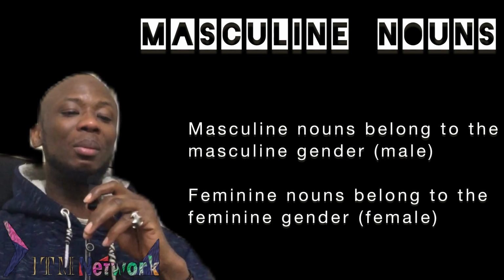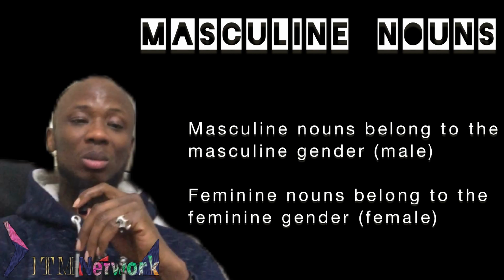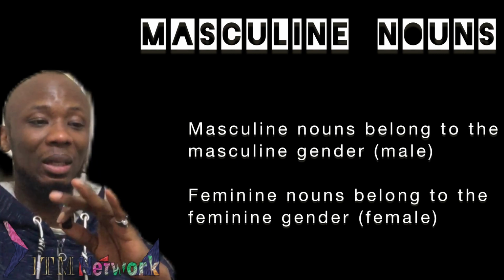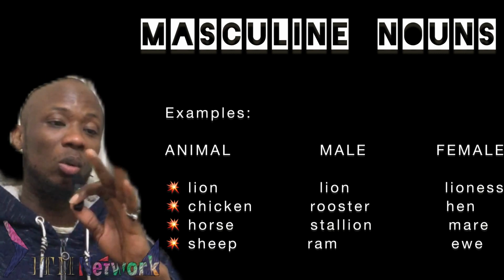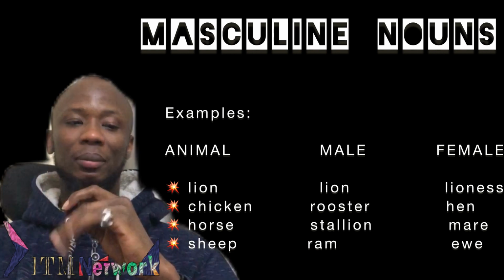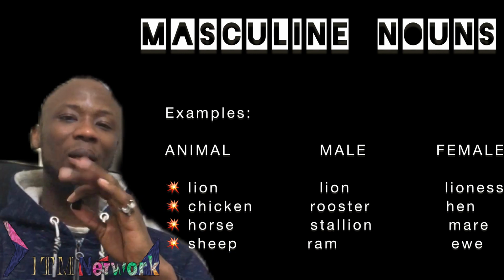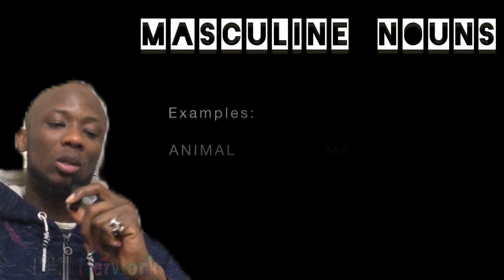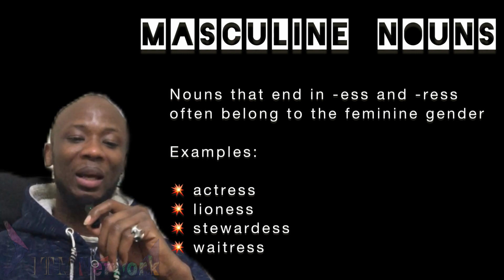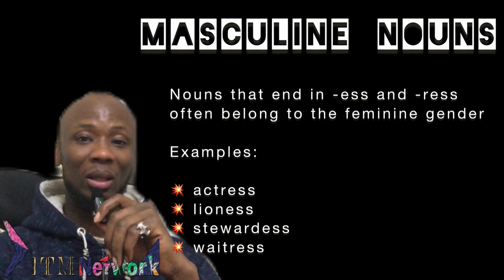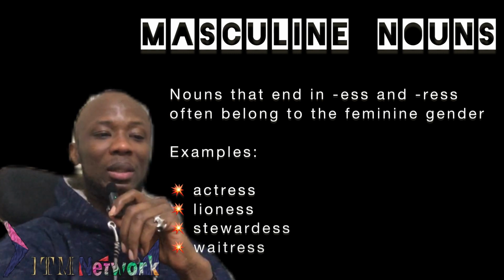Masculine nouns belong to the masculine gender, to the male gender, while the feminine noun belongs to the feminine gender, the female gender. There are some masculine and feminine nouns which you might know, like the chicken, that is the animal. Then the rooster is the male, while the hen is the female. So the nouns that end in ESS and RESS often belong to the feminine gender. Example, actress, lioness, and waitress.